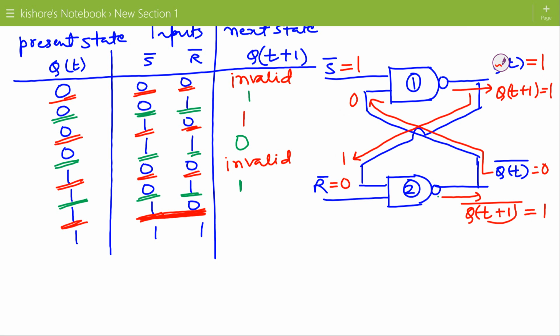So in this particular case, we will find the output of the second NAND gate first and then the output of the first NAND gate. I will show you how.